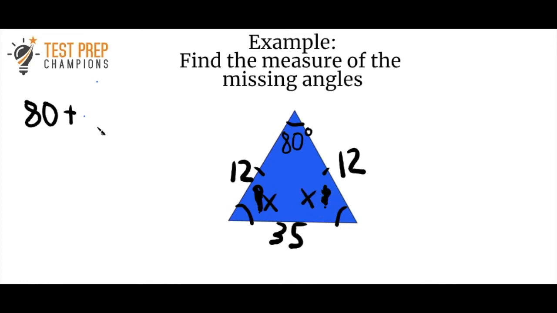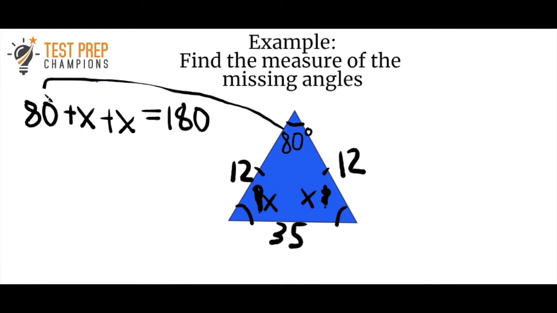So all the angles add up to 180. The equation is going to be 80 plus x plus x equals 180. I'm not going to write the degrees, but just know that I mean 180 degrees. How did I get that? Well, I took 80 from the value of the angle that was given to us, plugged that into the formula, and then plugged the x's into the formula. The reason that we can make the formula is because all of the interior angles of the triangle add up to 180 degrees.